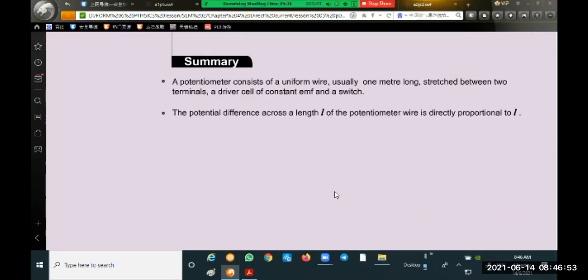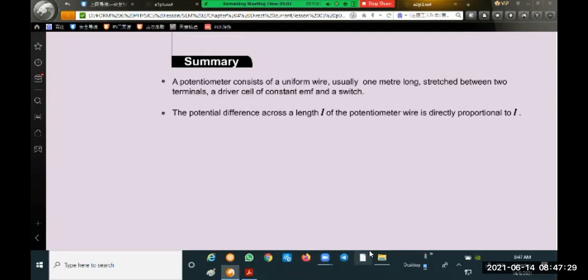So now the potential difference across the length L of the potentiometer wire is directly proportional to L. That means V is directly proportional to L. Why? Because the length is directly proportional to the resistance. As a conclusion, we can say that the potential difference, the voltage V, is directly proportional to the length as well.